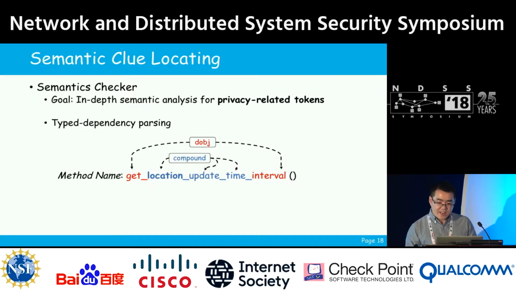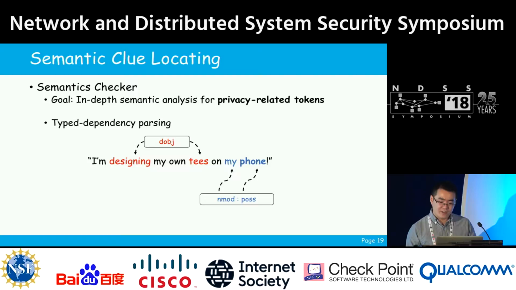Consider the following negative example. In this method name, the location only holds a compound relation with update and time, where the main subject of this term is to get time interval, indicated by the direct object relation between the term get and interval. So the method name does not indicate any existence of location data. Taking another example here, the keyword phone only holds a percentage nominal modifier relation with the term mine. The direct object relation here is between design and T, thus indicating the term is not actually describing someone's phone number.